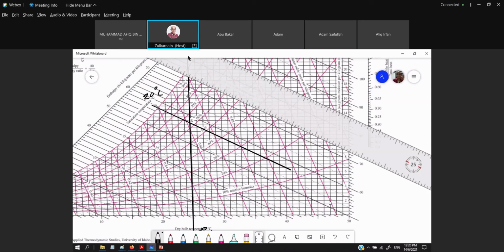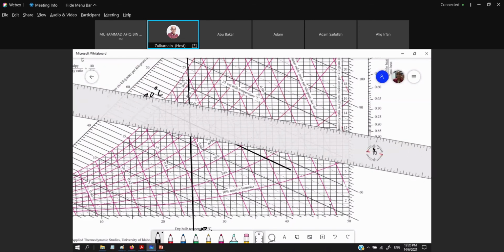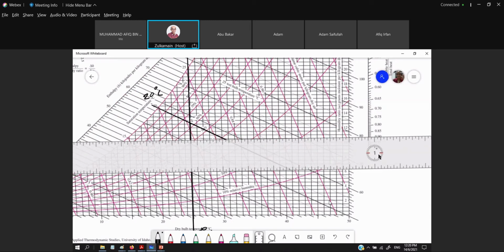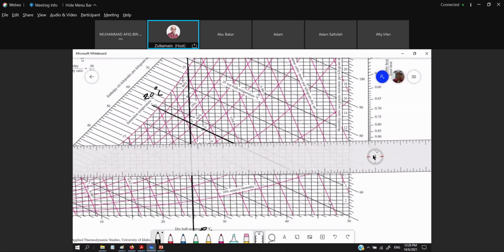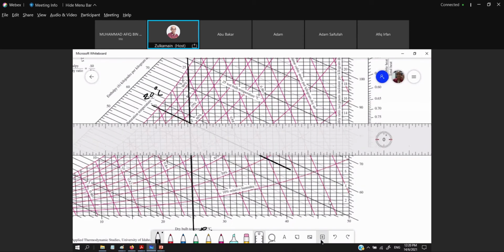So this is our point, the intersection. Okay, the intersection, that is the point. Then the first question is to get the omega value. So let us put the ruler horizontally, which is 0. Can we get that? No. So we need to get it parallel with the omega value. Okay, this one should be okay. So this is the intersection. That is your omega value.